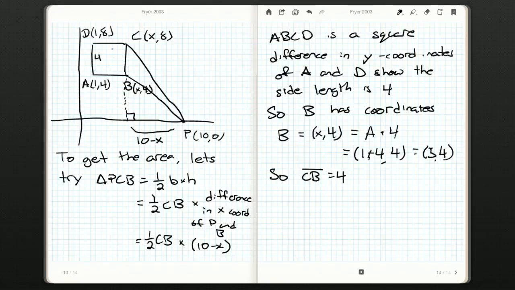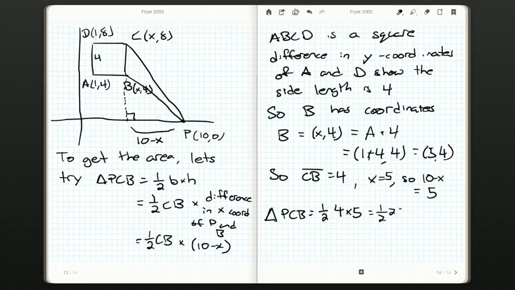The length of CB is 4 because it's the side length of the square. Since x is 5, 10 minus x will be 5. So 1/2 base times height. That'll be 1/2 of 20, which is equal to 10.